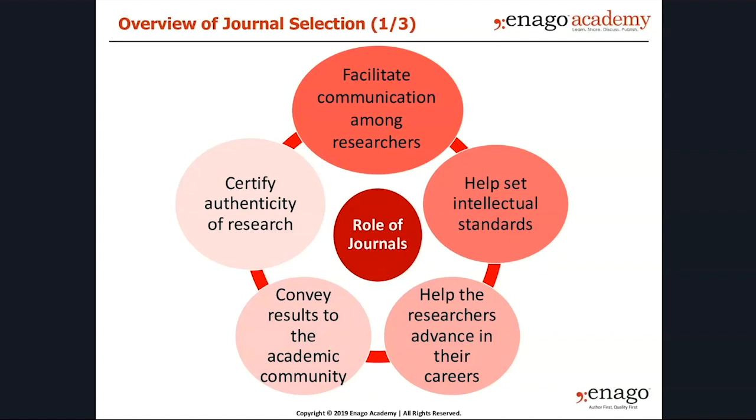So through setting editorial standards and academic standards, publishing in a journal certifies the authenticity of your research, the value, the integrity, and that's the stamp of quality and validity that you might be hoping to receive by publishing in a journal. So all of those concepts are useful to bear in mind when you're choosing which journal might be suitable for your work, and we'll go into some reasons why shortly.